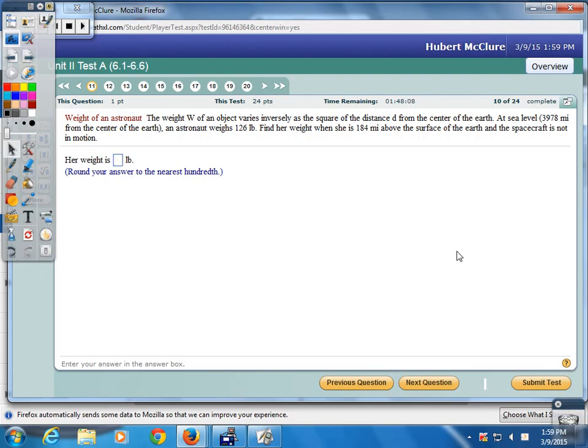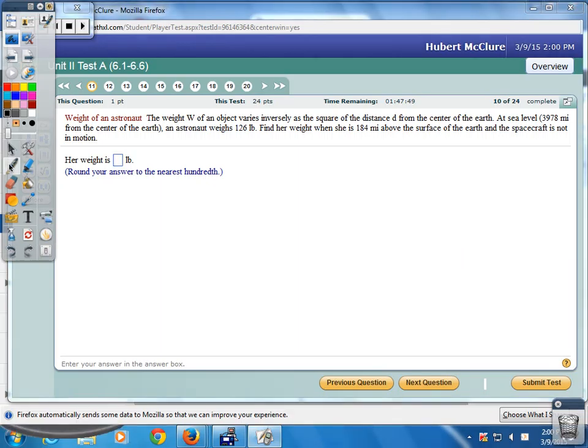Alright, look at this one. The weight W of an object varies inversely as the square of the distance. I'm going to go ahead and give you the formula on this because 2 or 3 of y'all, it might cause your head to explode. Okay? So W is equal to something over something because it's inversely.